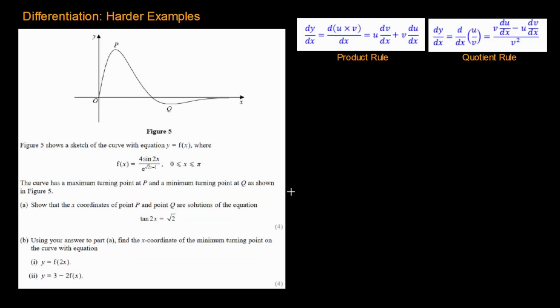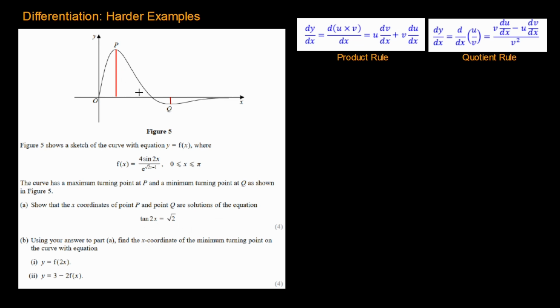Okay, let's have a look at this slightly harder example on differentiation. We're given a curve. It's got a turning point at P and Q, and then it heads to the axis as an asymptote. In part A, we've got to show that the x-coordinates of the point P and the point Q are solutions of the equation tan 2x is equal to root 2.